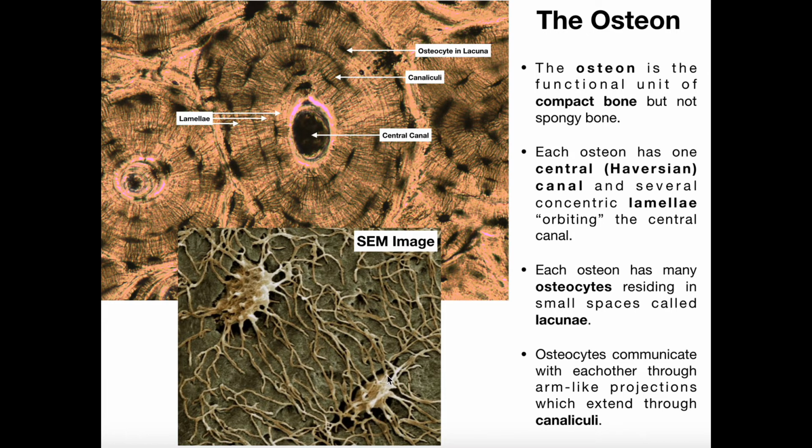That's a lacuna. And notice that each of these osteocytes has many, many arm-like projections. The arm-like projections of this osteocyte will communicate and interact with the arm-like projections of this osteocyte over here. And then, of course, there are going to be more osteocytes not shown in this picture. These osteocytes are going to communicate with each other, and those arms are going to run through those canaliculi, which are not super visible here. Hopefully that makes sense.